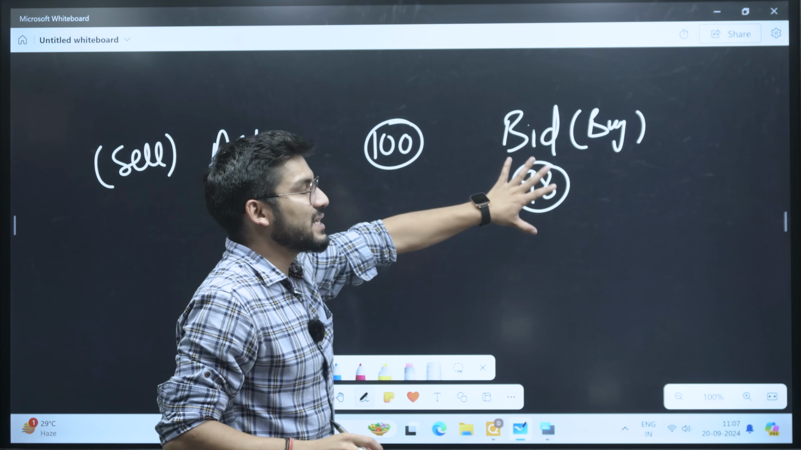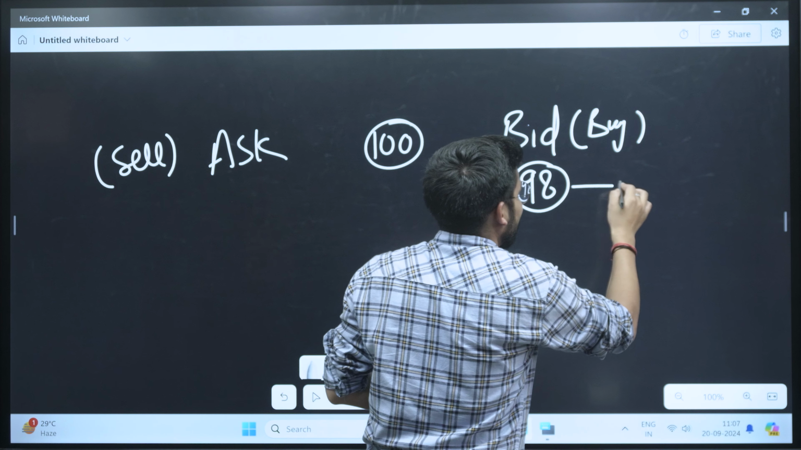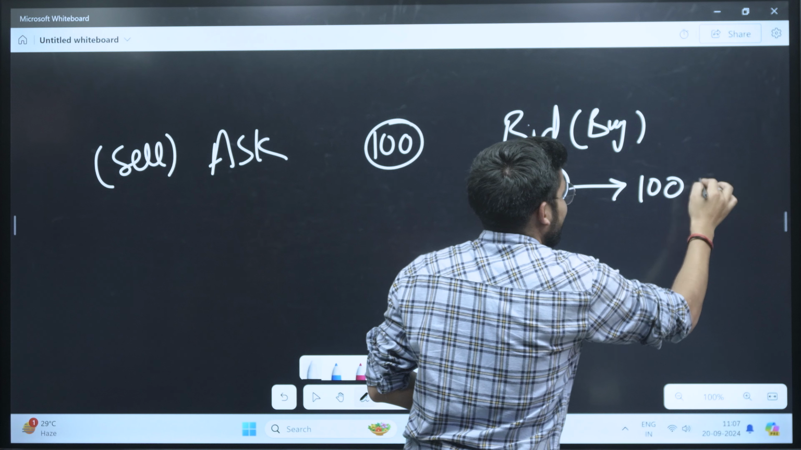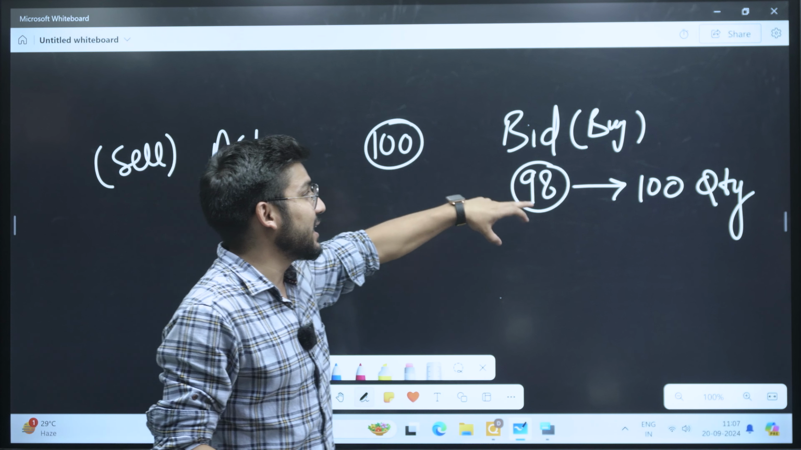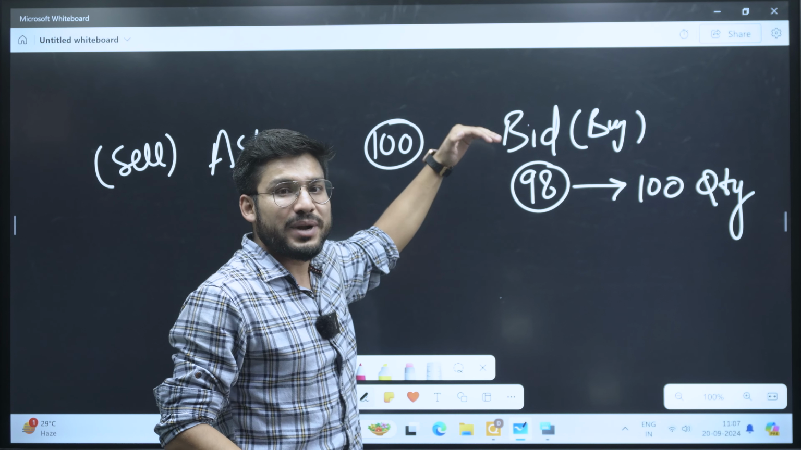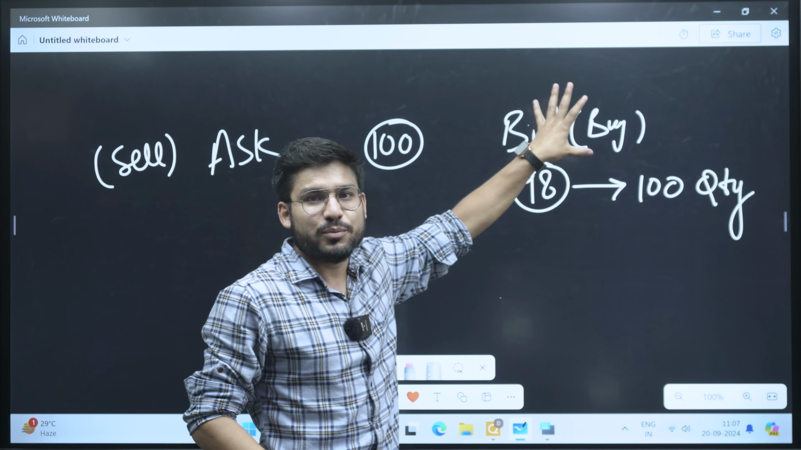So now he has placed an order at 98 for 100 quantity, that he will buy 100 quantity whenever the price reaches 98, so that when it goes higher from 98 to 99, 100, he will enjoy the profit.